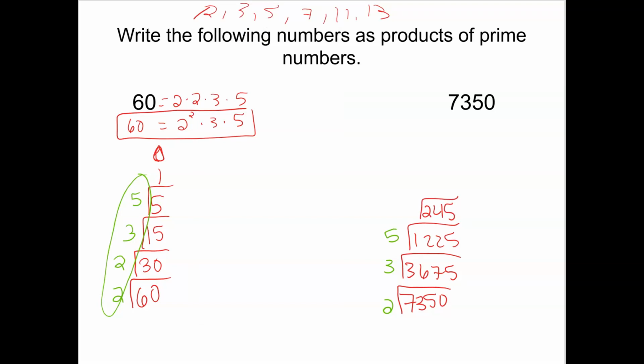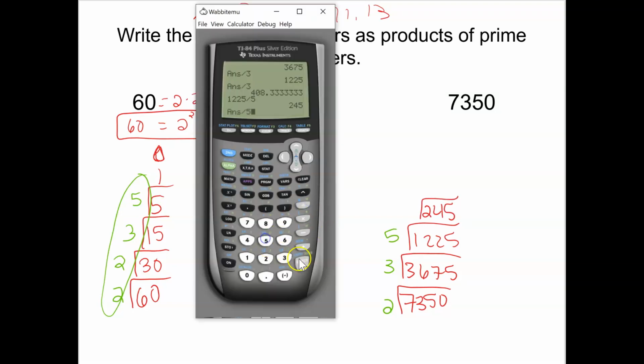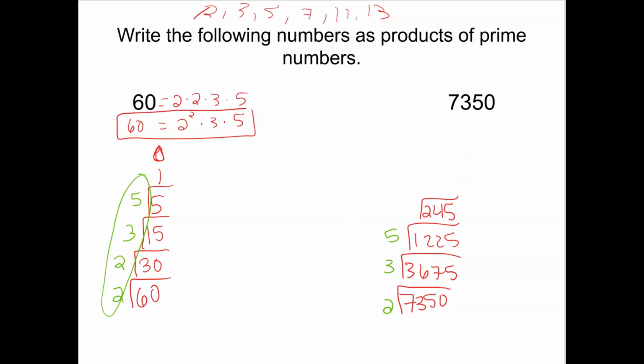245 looks like I can keep dividing that by 5. And I can, and I get 49. I know that 49 is divisible by 7. Oops, I was keeping that green, sorry. 7, and don't stop there. 7 divided by 7, you're not done until you get the 1. This is the prime factorization.